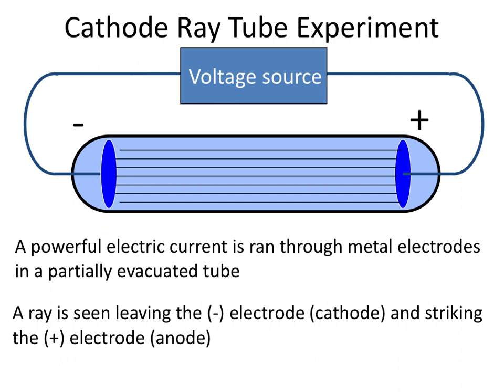And when he ran this experiment, it would always be observed that the ray that was produced would leave the negatively charged electrode and strike the positively charged electrode on the other side. Okay, so this is what he observed, and he thought it was very strange. He changed out the metal, maybe it's unique to this specific type of material, but then he swapped it out for different metals, and the same result happened over and over again.